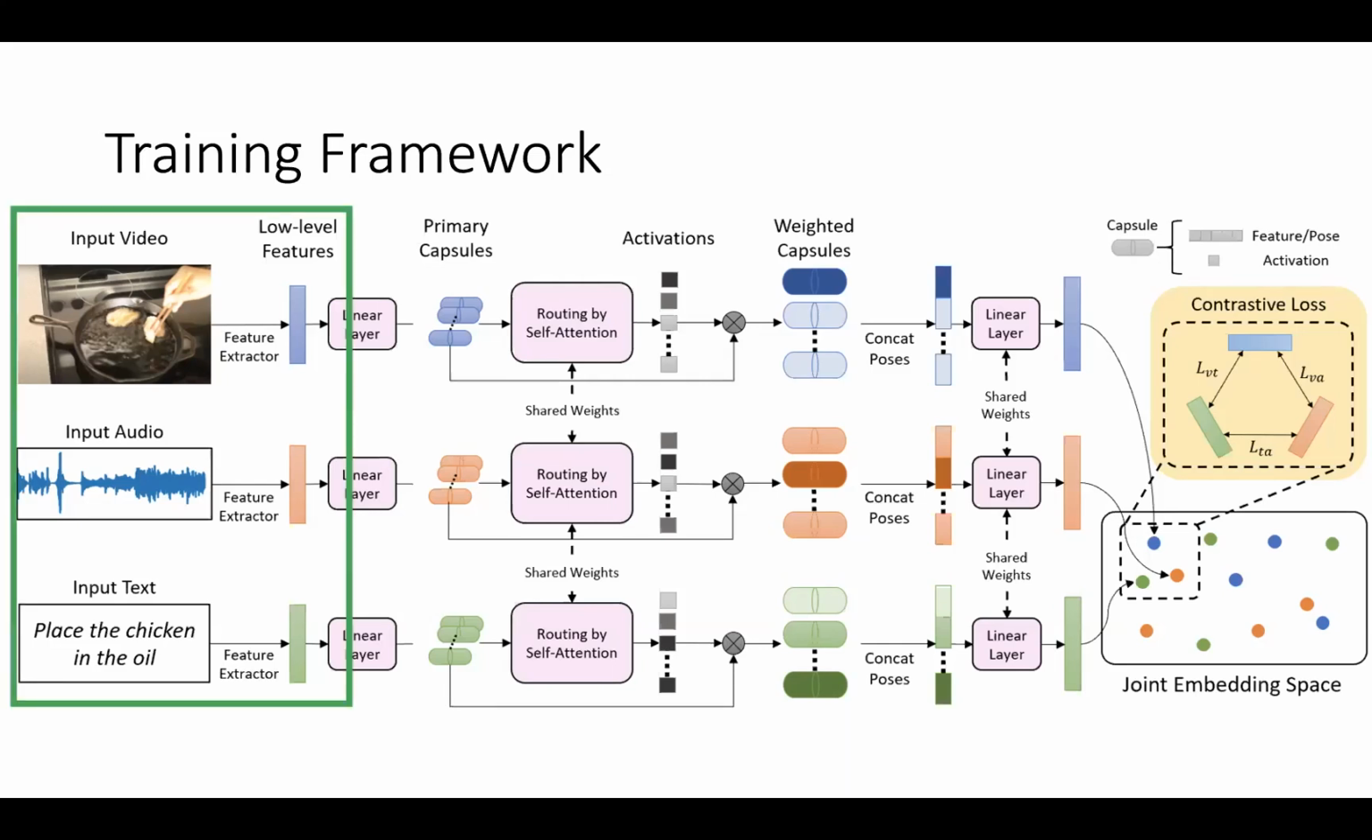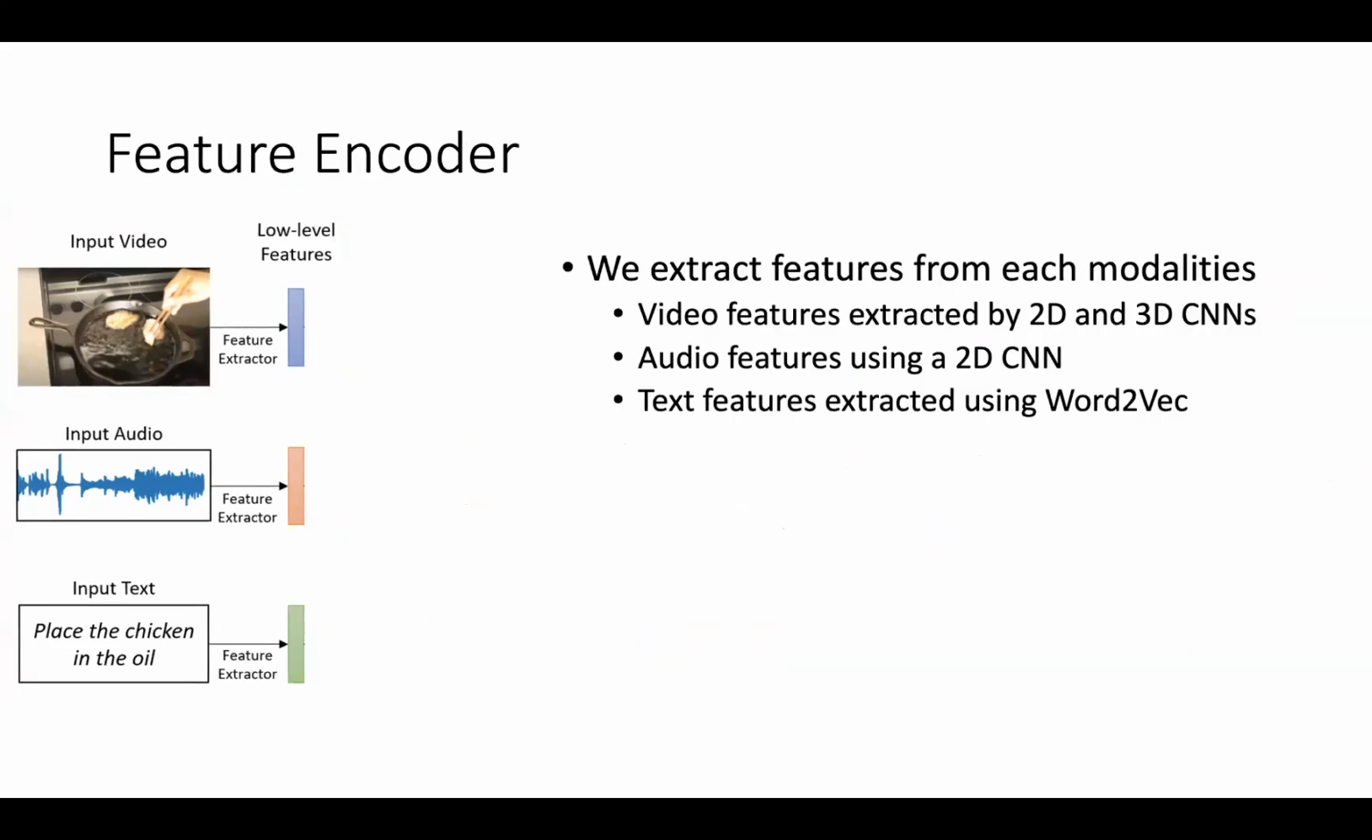So we begin by extracting some low-level features. From the video input, we extract visual features using 2D and 3D convolutional neural networks to obtain a single feature vector for the video. For the audio features, again, we use a 2D CNN, which extracts a single vector representation. And from the input text, we use word2vec.